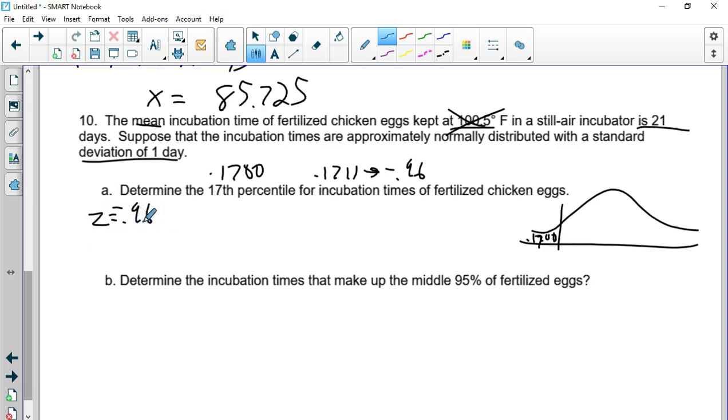So now we're going to do the same thing we've been doing. My z-score is negative 0.96. My actual value we don't know, minus the mean divided by my standard deviation. Well, that's pretty easy. We multiply both sides by 1. Not a big deal. So basically, we're just adding 21 to negative 0.96. And that will give us an x value of 20.05 days.